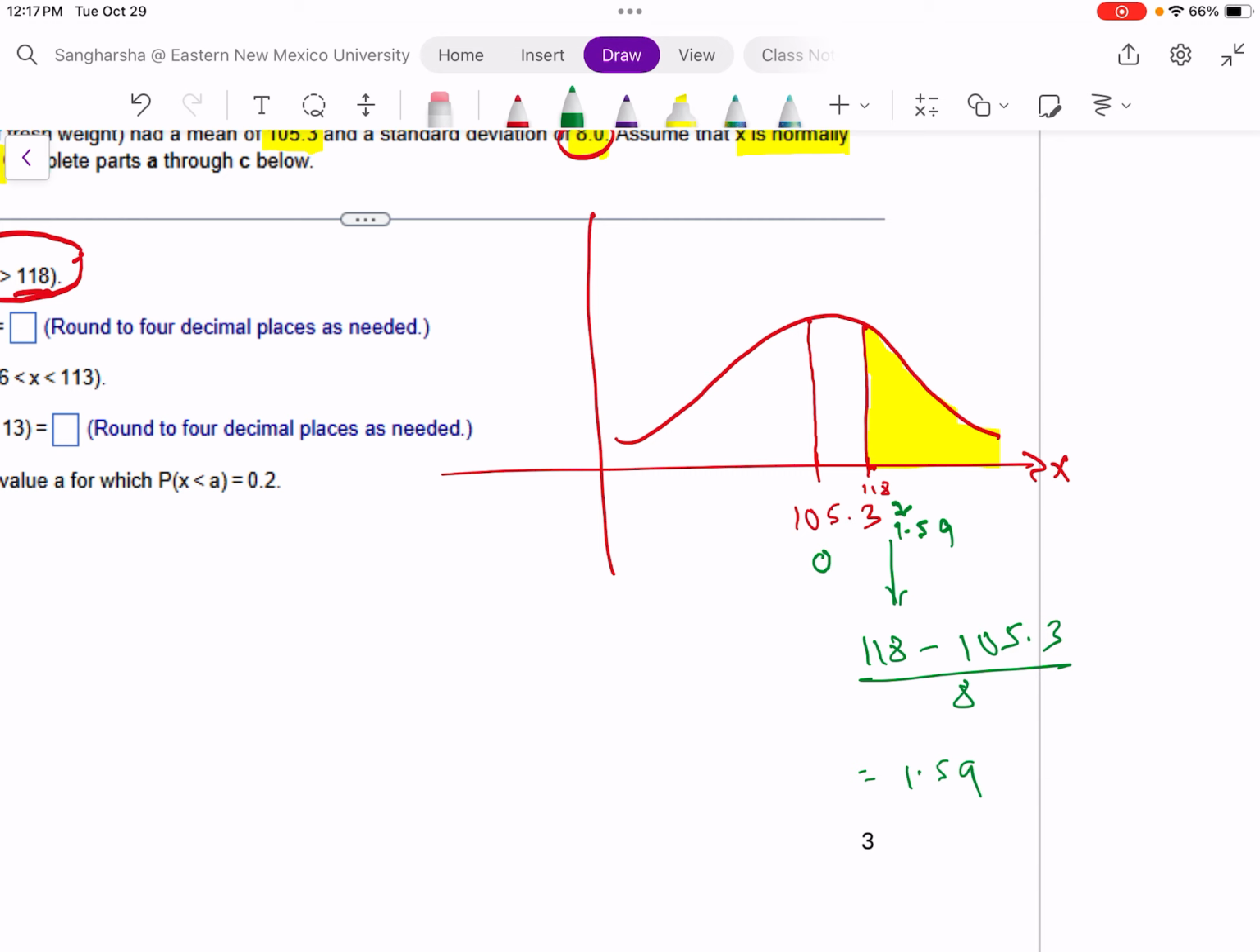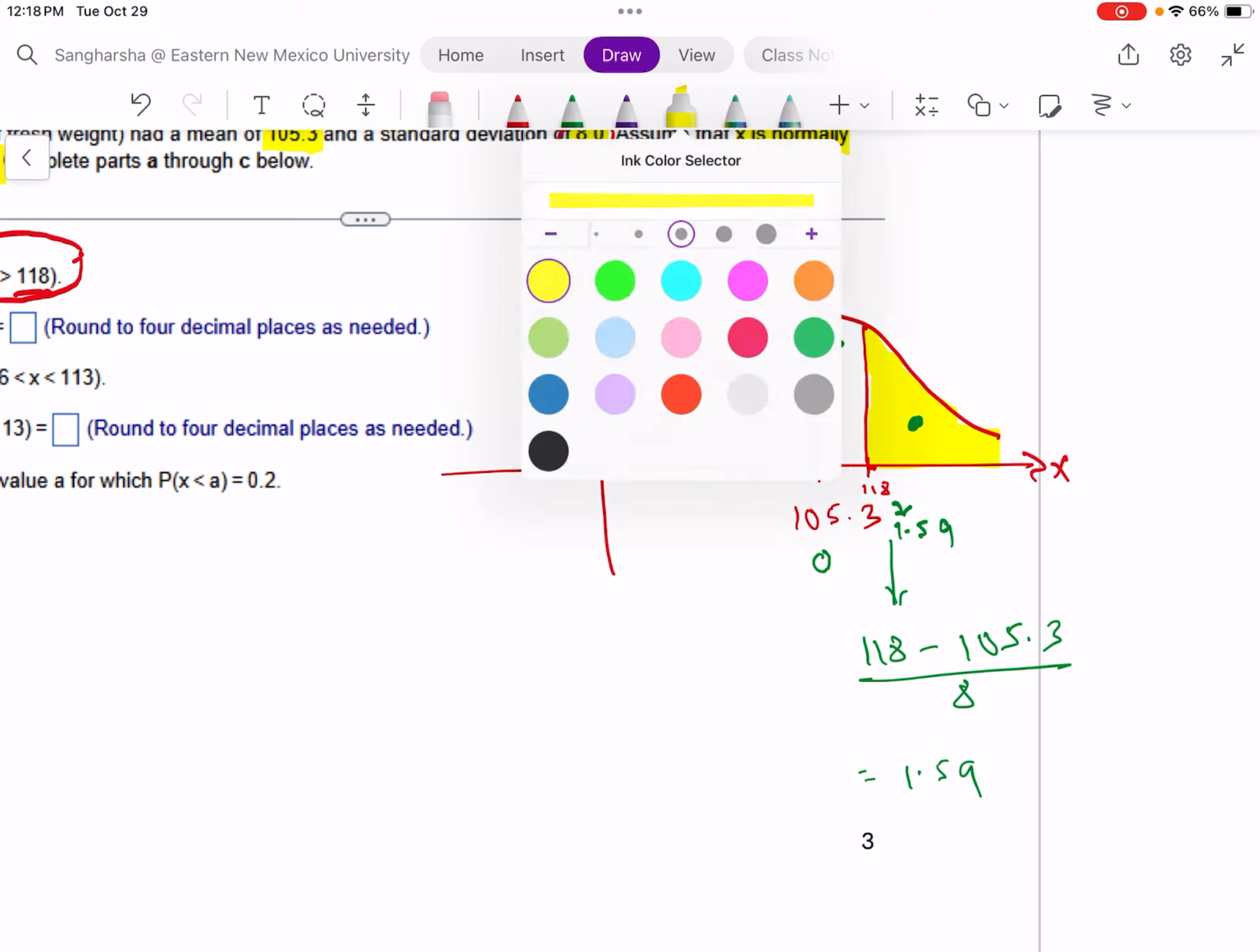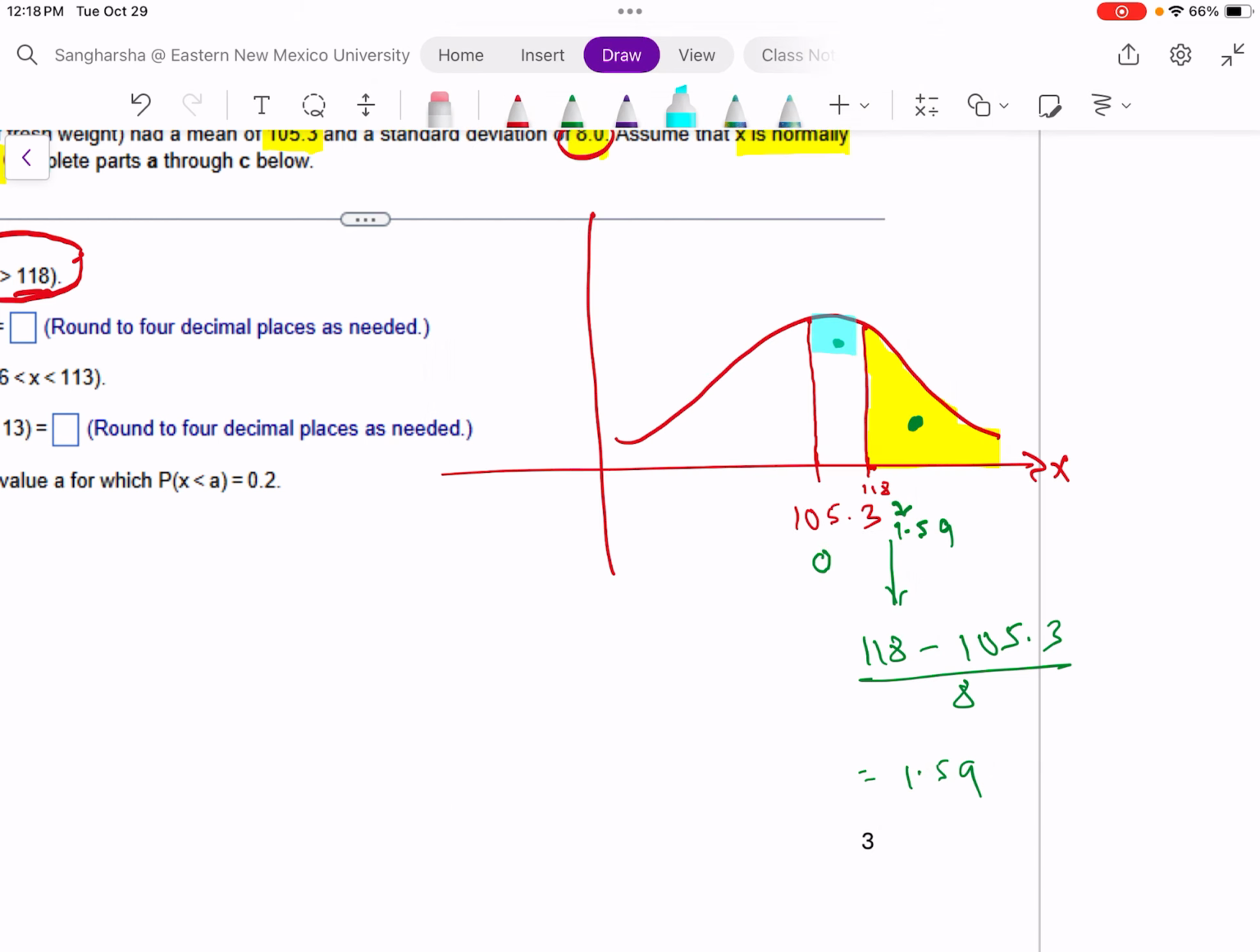So our target is finding the area of this region. Now, with the help of the Z table, is it possible to find the area of this region? The Z table doesn't give the area of this region. The Z table gives the area of this region. So let's find the area of this region with the help of the Z table. You look at the value 1.59 in the Z table and tell me the probability for this region. It's 0.4441.